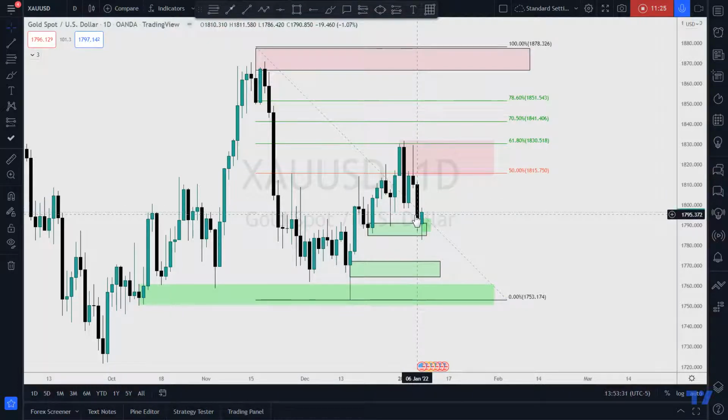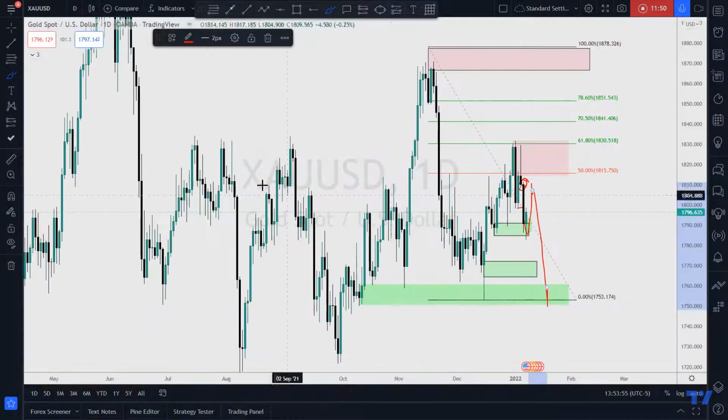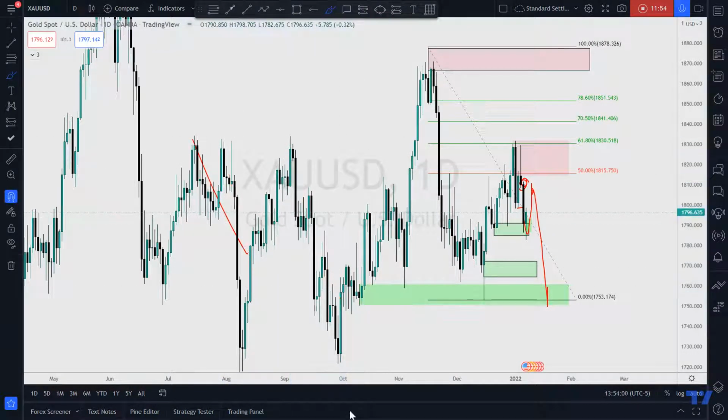All right. What do I expect after a break of structure? Why are my lines coming in all late? After a break of structure, I can expect a pullback of some kind, somewhere around here. And then maybe more continued bearishness, as we saw in the other examples here. This is the scenario I'm looking at.